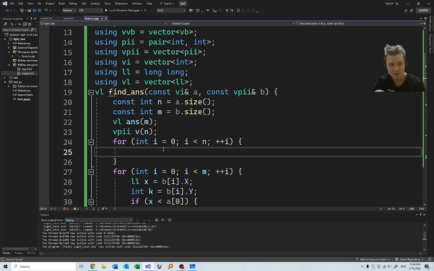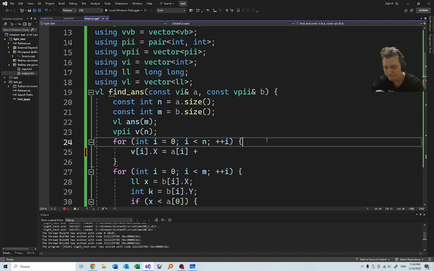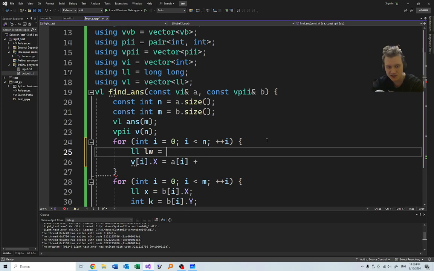So here, what I need to do, I need to say that vi dot for dot x is what? I need to take Ai. I need to add, let's say long long, lower is Ai plus long long of i plus 1 times, just plus i plus one, I think. Yeah, plus i plus one. Then we take vi.x.